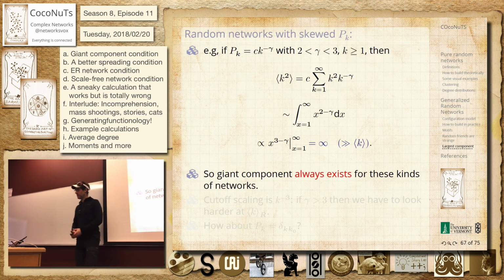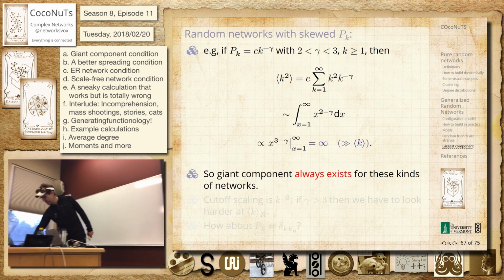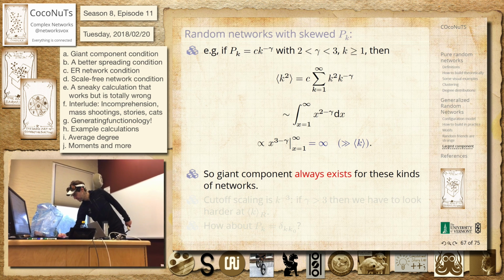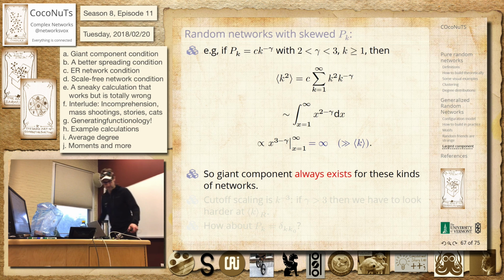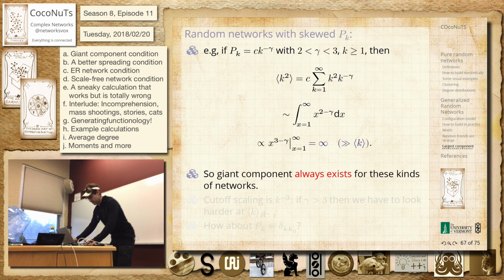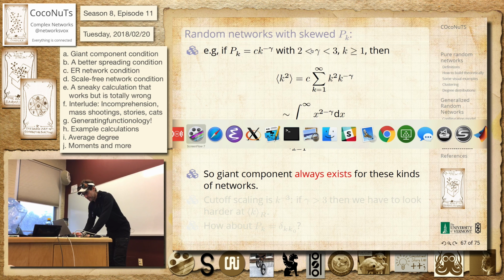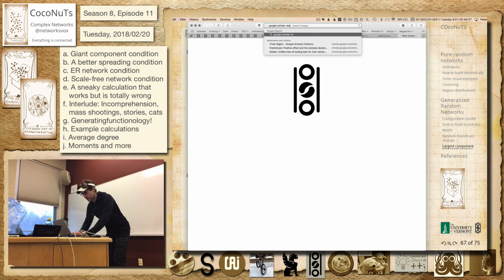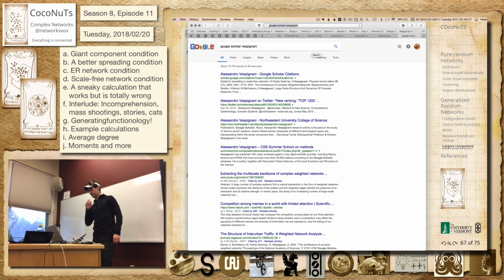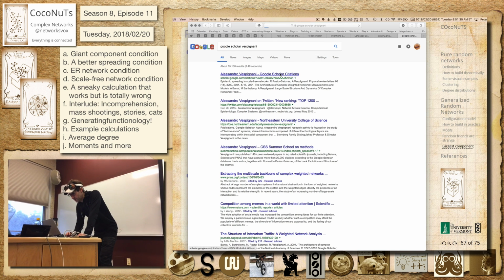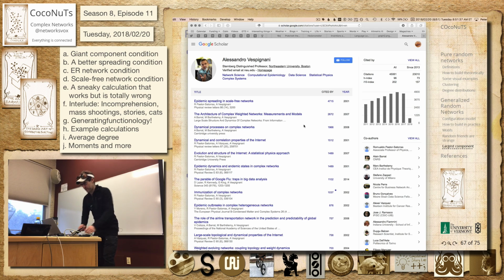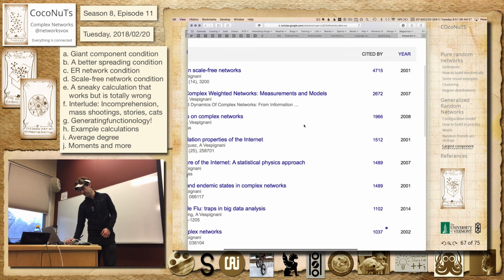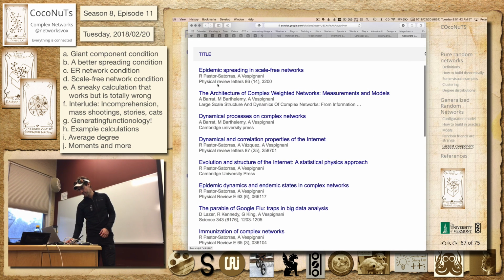I need to put it in here properly. Let's see if we can find it. That's fun. Vespignani, who's at the Networks Institute, now at Northeastern. Let's do this. Google Scholar for Vespignani. And Pastor-Satorras, who was a postdoc in my group. And so this is his most cited paper.